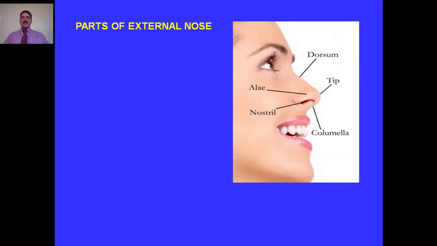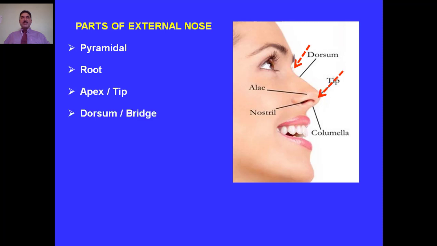Parts of external nose. External nose is pyramidal in shape. It has a root, an apex, which is also called the tip of the nose, dorsum, which is called bridge of the nose, external nares or nostrils, which communicate with the external environment. It is through these nostrils that air enters the nasal cavity.